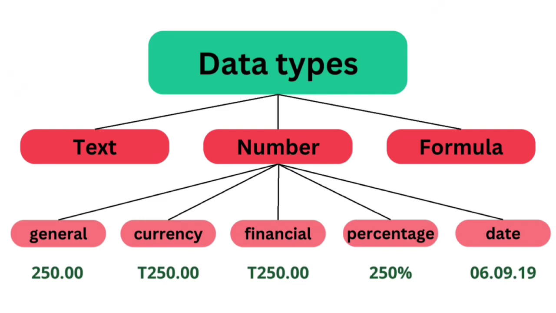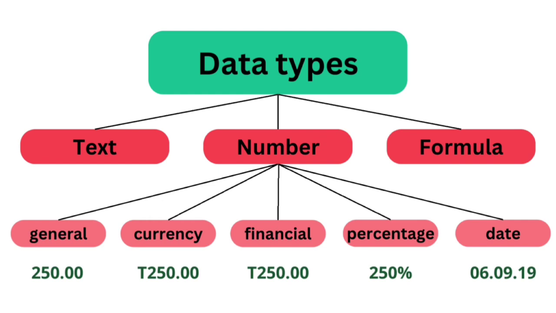The program automatically recognizes the data that the user enters into a cell. In the case where it is not possible to recognize the data as a number or formula, the program assigns the data as text. And numerical formats. There are some types of numerical format, for example, financial, currency, percentage, and date.